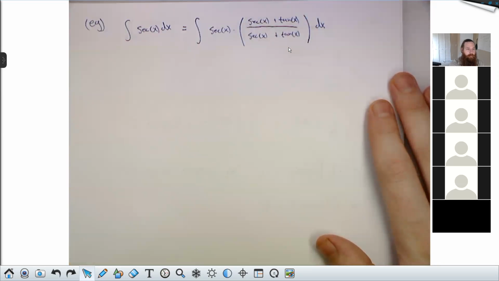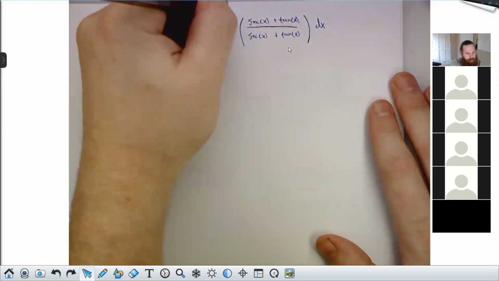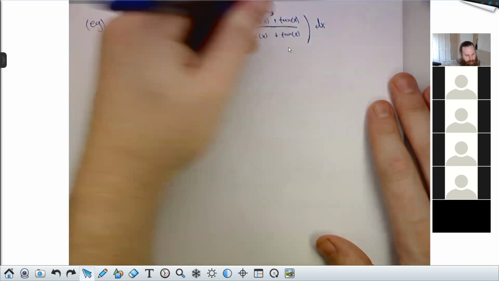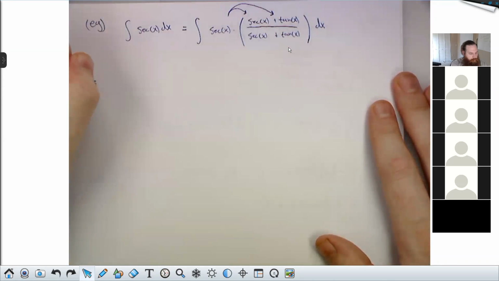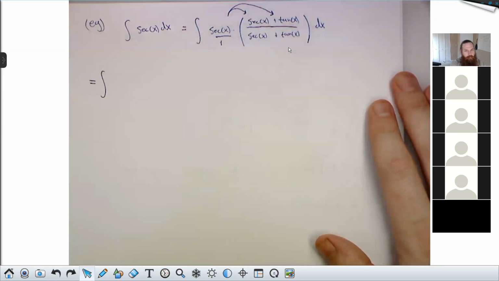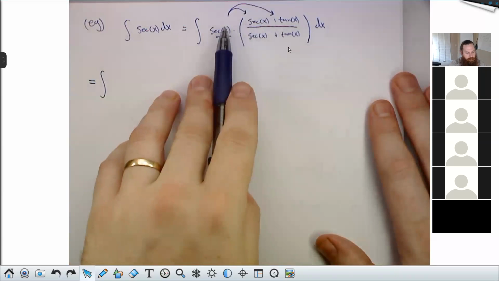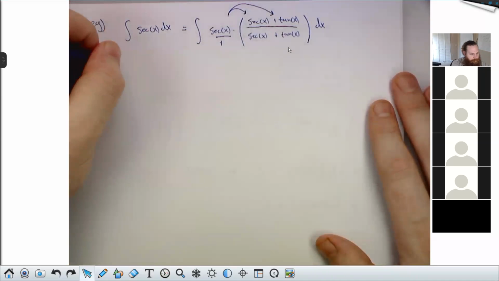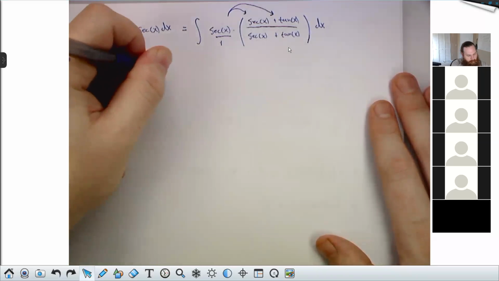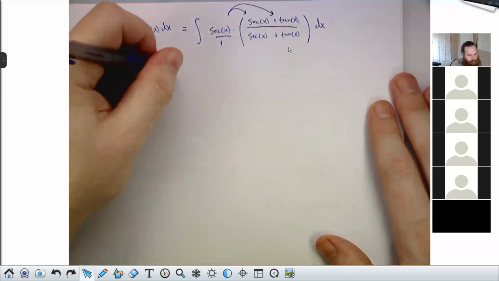And then they noticed that if you distribute this, something very cool happens. So remember, this is secant x over 1. I'll multiply those two fractions straight across. Upstairs, I need to distribute secant times secant, secant times tangent. Secant times secant is secant squared. Secant times tangent is, well, just secant times tangent.